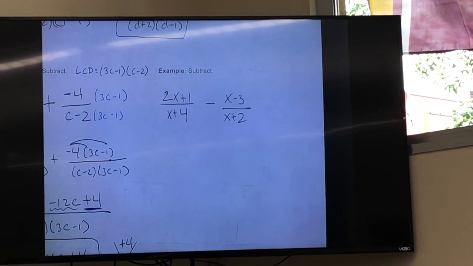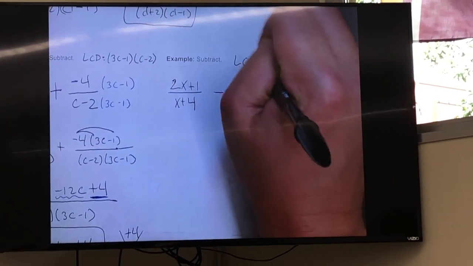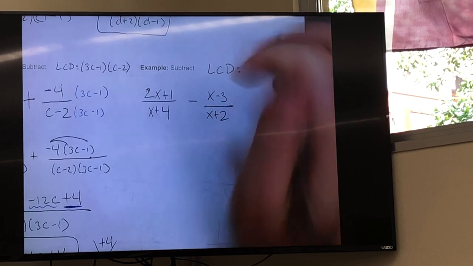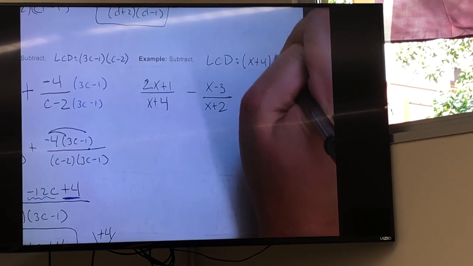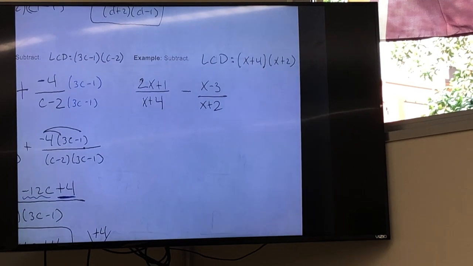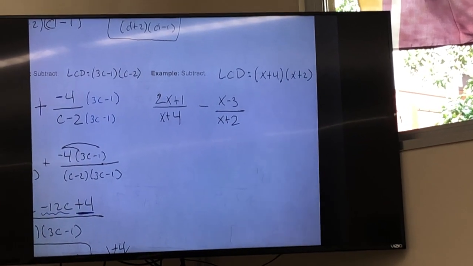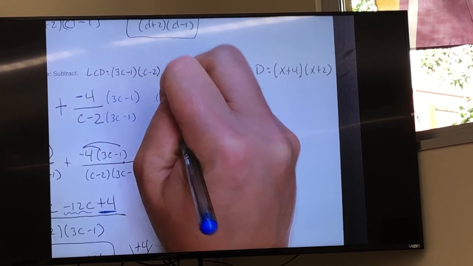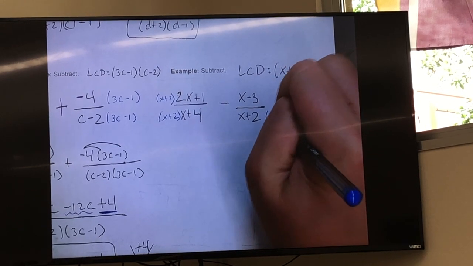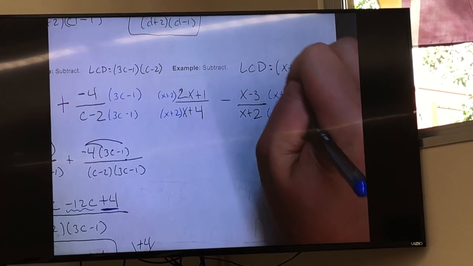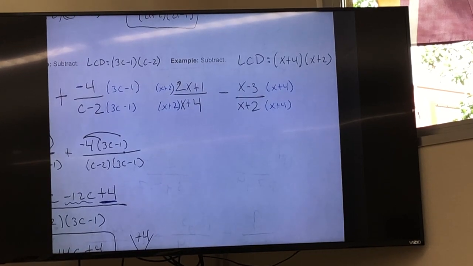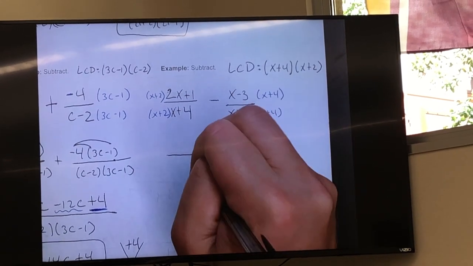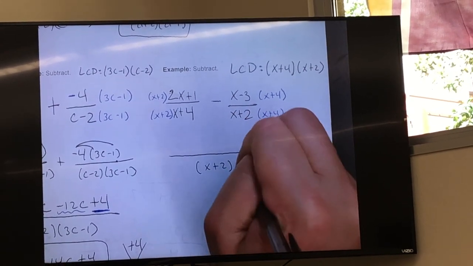All right. On this last one, our LCD is going to, again, be both of these factors. It will be the x plus 4 and the x plus 2. On the left-hand side, we are missing our x plus 2 and our x plus 2. On the right-hand side, we are missing our x plus 4 and x plus 4. Okay, I'm going to go ahead and write the entire denominator on this one. We know it's going to be the x plus 2 and the x plus 4.